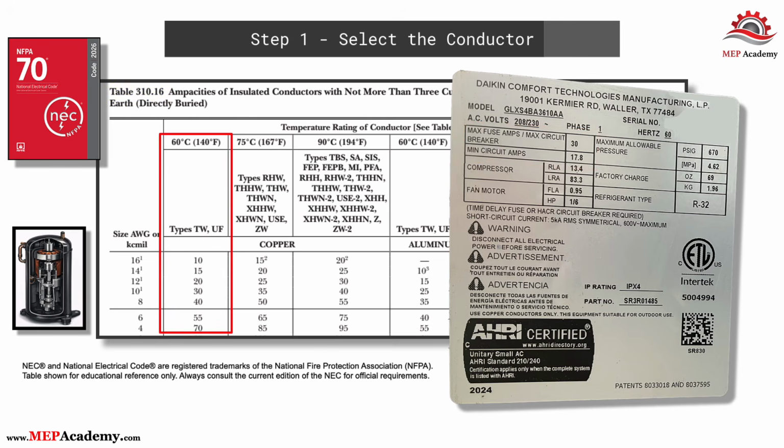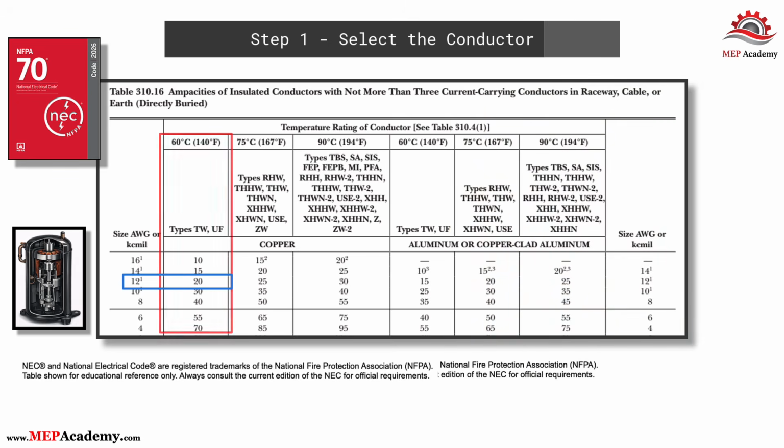At 60 degrees Celsius, copper conductors are rated as follows. Number 14 copper, 15 amps. Number 12 copper, 20 amps. Because the required minimum circuit ampacity is 17.8 amps, a number 14 copper conductor is not sufficient. The next standard conductor size is number 12 copper, rated at 20 amps, which exceeds the 17.8 amp MCA. Number 12 copper is the correct conductor size for this circuit.